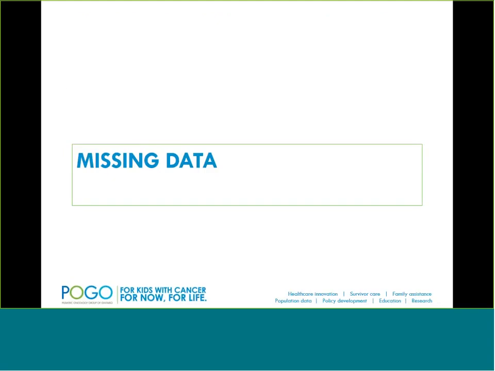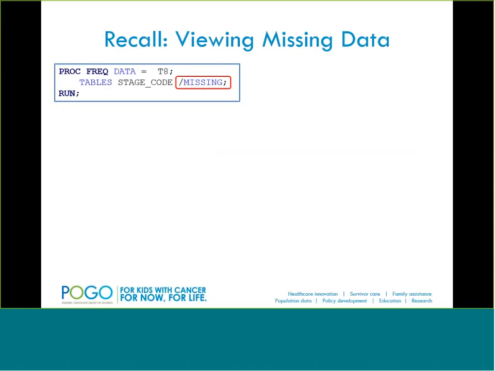Now I want to discuss some missing data and how to visualize missing data and whether it's missing at random or not. And I can almost guarantee you that you will encounter missing data within your research projects. So we can recall from our previous lecture that the /missing option within the tables line of a proc freq will output the missingness contained within that variable.